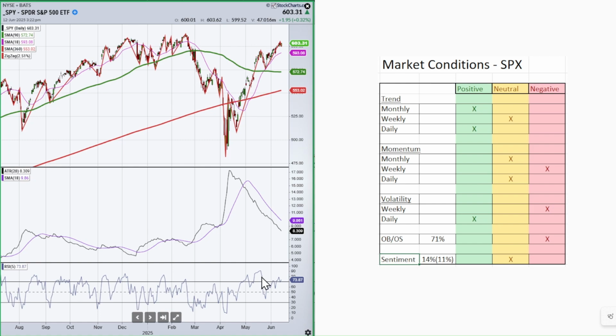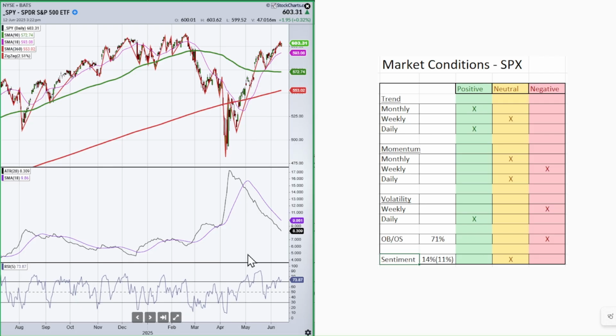And if you notice what's taking place, the RSI is starting to diverge a little bit on an RSI 5 basis. Now that's a very short-term indicator. I wouldn't necessarily expect much because of the position it's in. It's something that I'm kind of watching.